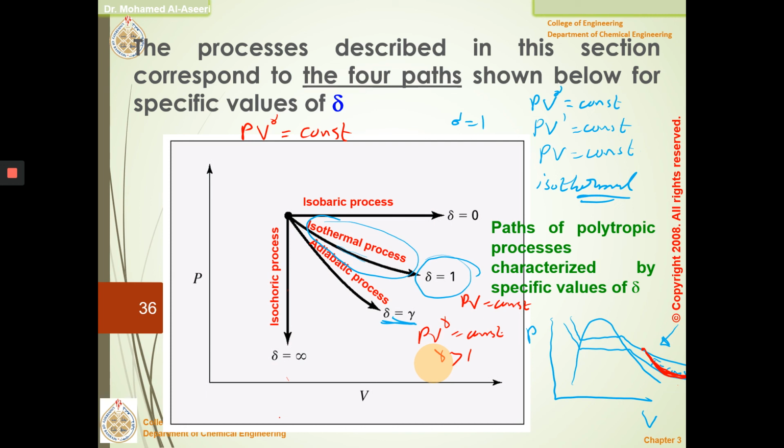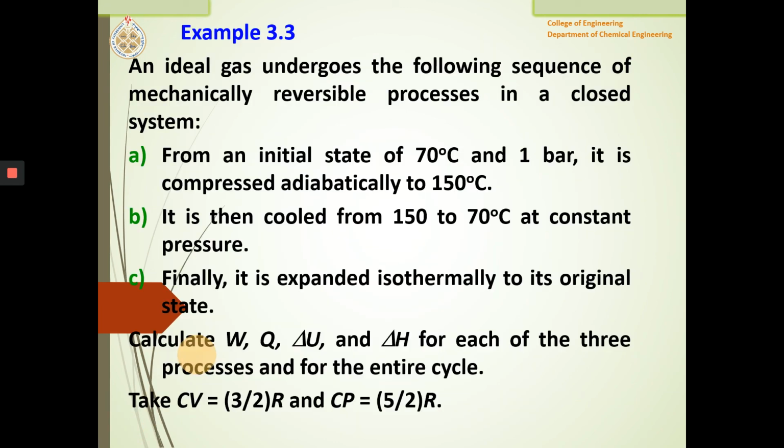In summary, I explained 4 different paths plus the 5th path, which is the polytropic, that covers any path or any process. Any question before we leave? Now, we should solve example 3.3. But what I will do this afternoon is solve the problem, and I will solve some tutorial problems as well.